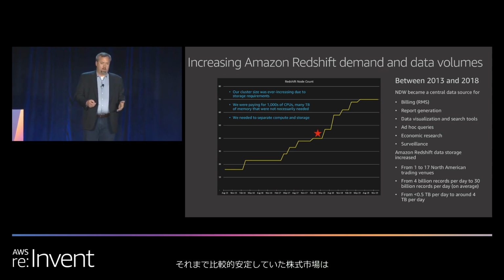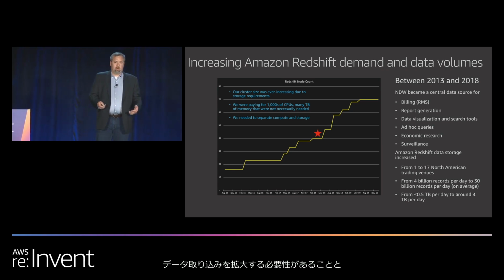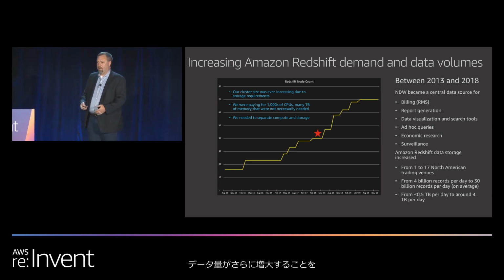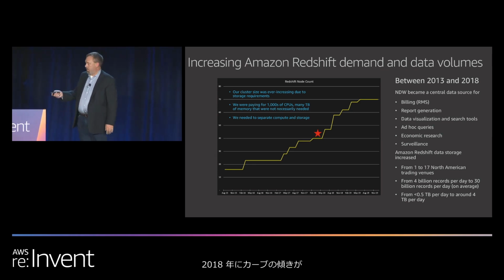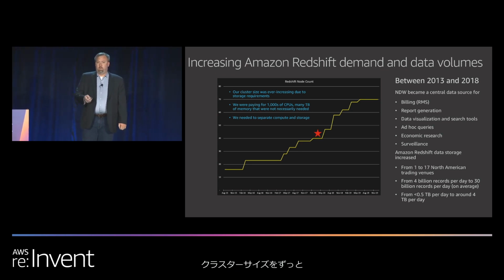We had come out of a relatively quiet period in the markets, and in early 2018, volatility increased significantly, and what that meant was that we had to ingest more data. More volatility equals more data coming off of the markets. And so you can see that with the steepness of the curve in 2018. We were increasing the size of our cluster at an ever-increasing rate.